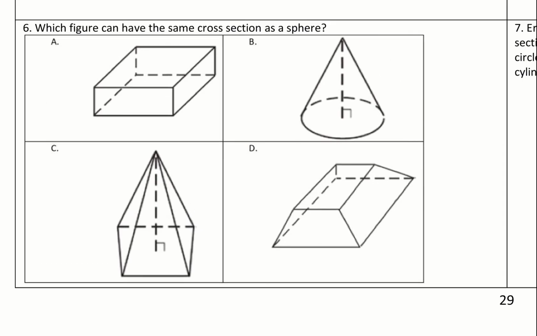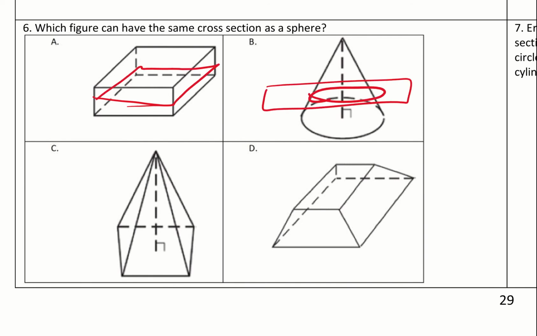All right, so which figure has the same cross-section of the sphere? Well, if I slice this parallel, then that's going to be a rectangular cross-section. If I slice this parallel to its base, I get a circular cross-section, and we know that a sphere, if I slice it parallel, I get a circular cross-section. So there you go. The answer is B.